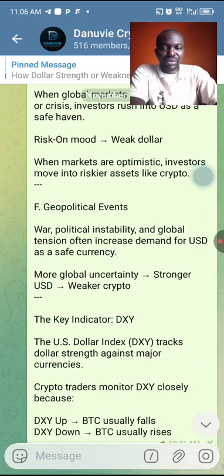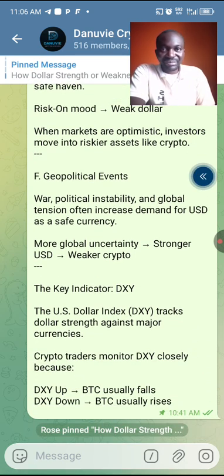So basically, geopolitical events, these are majorly war, political instability, and global tension. The war that is going on right now in Ukraine and in Israel, these are some of the things that actually affect the US dollar as well. Yeah, so global tension often increases demand for USD as a safe haven.